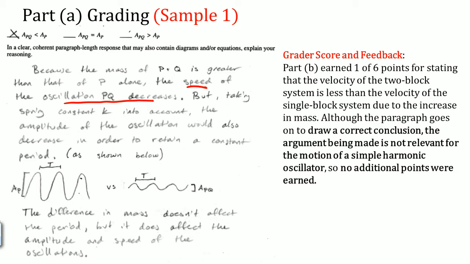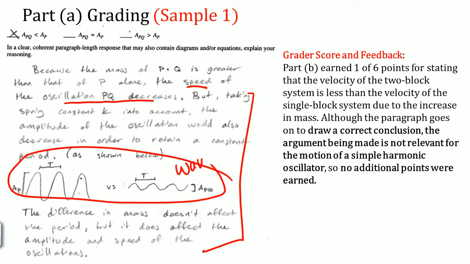But the rest here is not consistent, because what the student talked about was actually considered to be information about the waves. There was no connection to the simple harmonic oscillator. So the grader wrote, although the paragraph goes on to draw a correct conclusion, that conclusion is actually about the waves. The argument being made is not relevant for the motion of a simple harmonic motion oscillator, so no additional points were earned. They should have said that the oscillation of the block behaves like a wave, and this is the information in regards to the oscillating block.